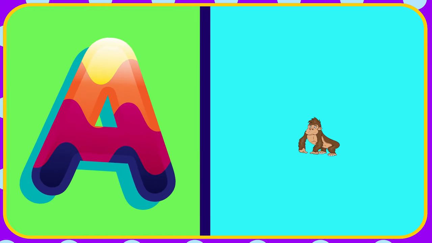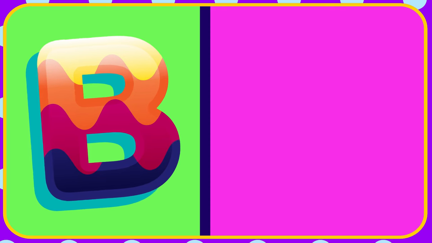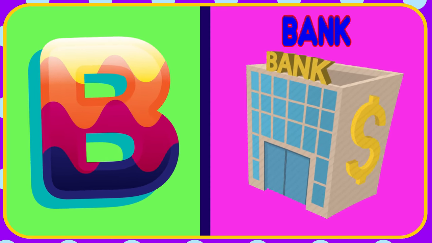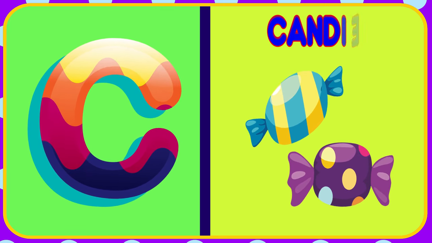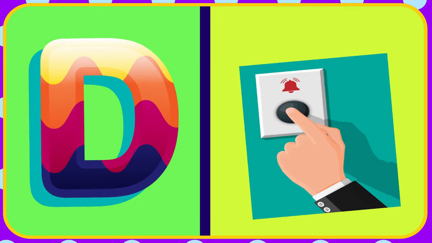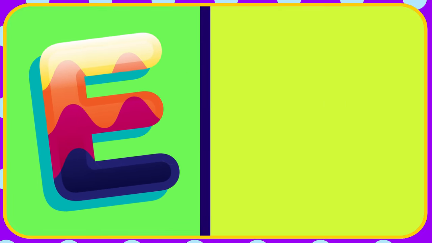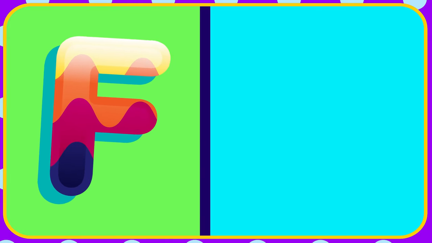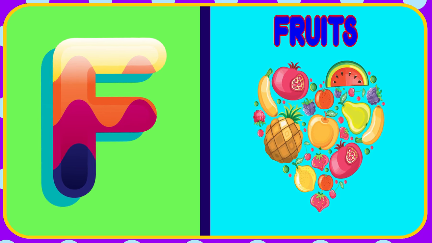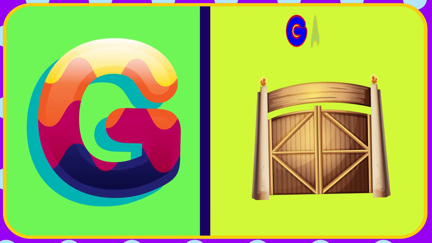A. A for ape. B. B for bank. C. C for candies. D. D for doorbell. E. E for eyes. F. F for fruits. G. G for gate.